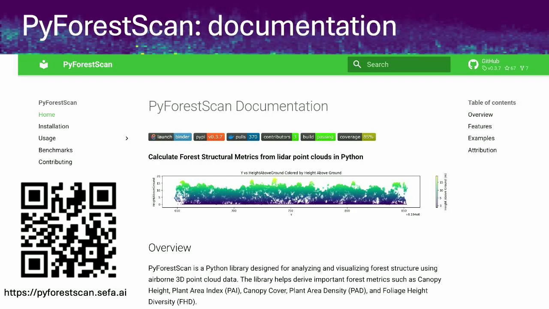So documentation exists. It's at, where is that? It's at that QR code, pyforestscan.cefa.ai. There are some binder notebooks and stuff that exist. I think right now when you go to those binder notebooks, it's going to say the Jupyter notebook file doesn't exist, but the one that does exist is still there, so I need to make that update. But there should be, I hope, pretty comprehensive documentation.